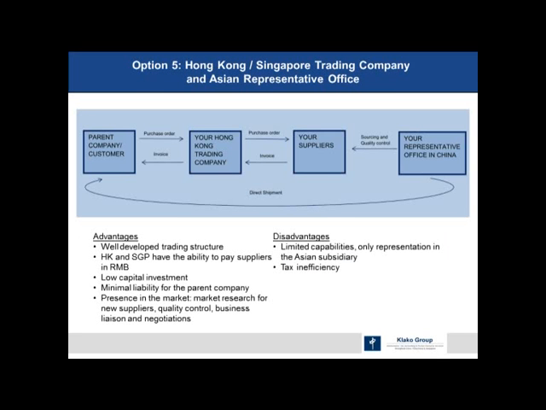The next step after that is you can obviously still continue to use your Hong Kong and Singapore trading company, but you may find that you need people on the ground physically in your specific Asian jurisdiction to act as a representative office to do merchandising, quality control, and follow-ups with your suppliers. So as a consequence, you're developing a more complex structure, but slowly. One of the key things that your representative office obviously does is market research for new suppliers, quality control, business liaison, negotiations, and having really people on the ground that deal directly with the suppliers.